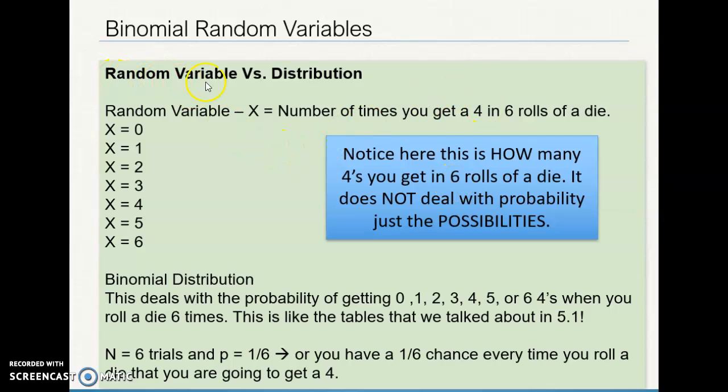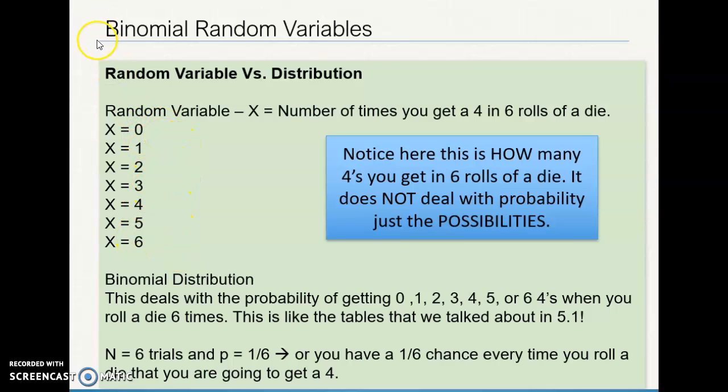All right, let's take a minute and look at some examples of a random variable versus the distribution. So the random variable here is the number of times that you get a 4 in 6 rolls of a dice. Now, notice here, this is saying how many 4s you get in 6 rolls of a dice. This does not deal with probabilities. We're just discussing the possibilities. So the random variable is just saying when you roll a dice 6 times, how many times are you going to get a 4? And we're just saying I can get 0, 1, 2, 3, 4, 5, or 6 4s whenever I roll the dice, okay?